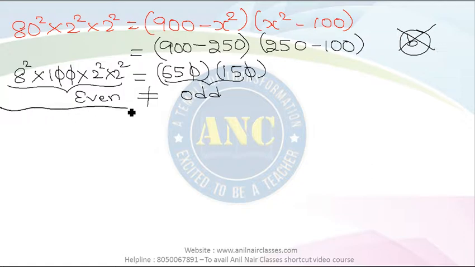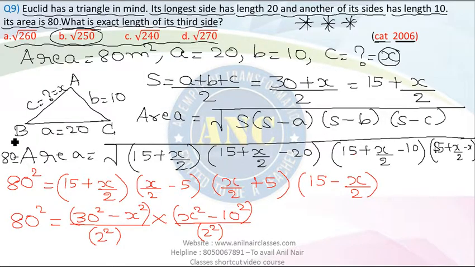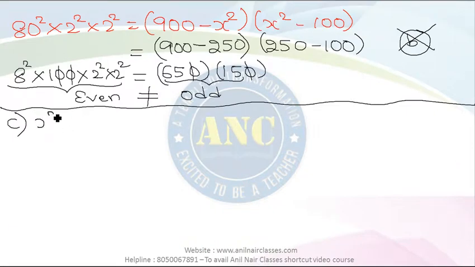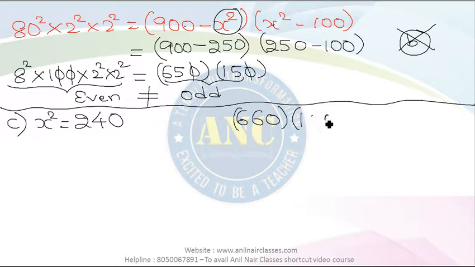Like that, you can also check for the third option. Third option, x value is the root of 240. X square value will be 240. Substitute 900 minus 240 is, it is 660. Right hand side is x square 240 minus 100 is, it is 140. Left hand side what I have is 8 square into 100 into 2 square into 2 square. These two zeros will cancel.